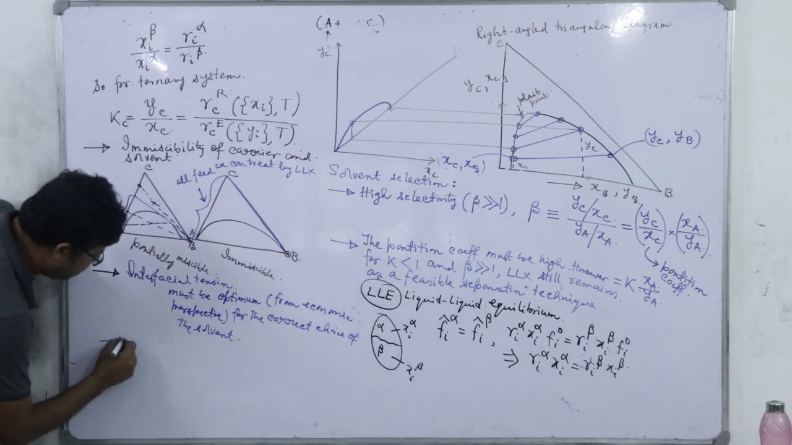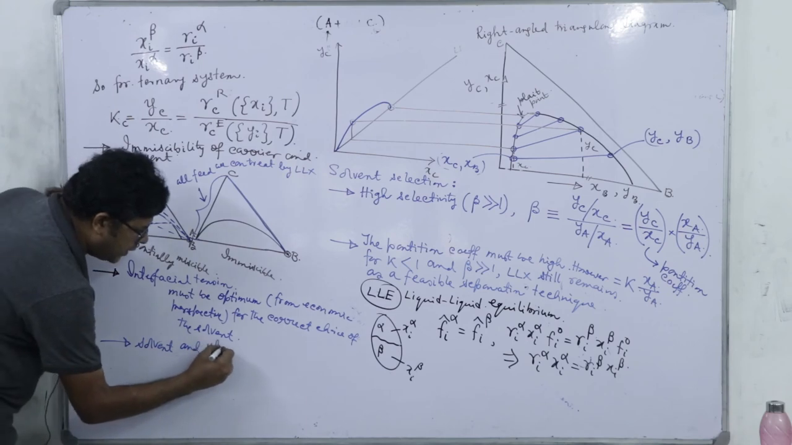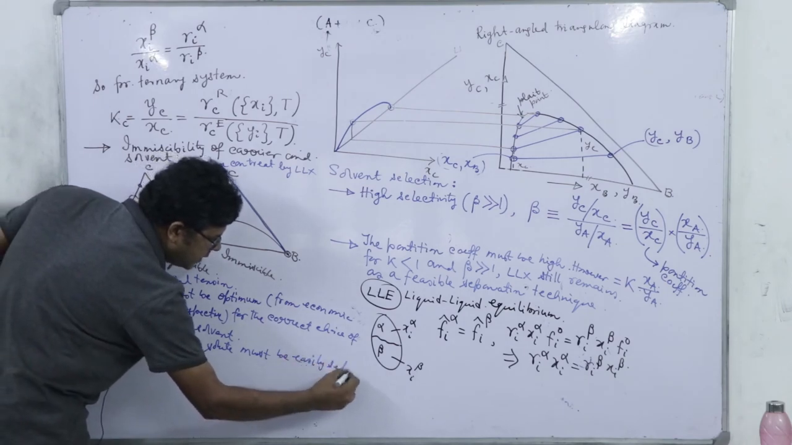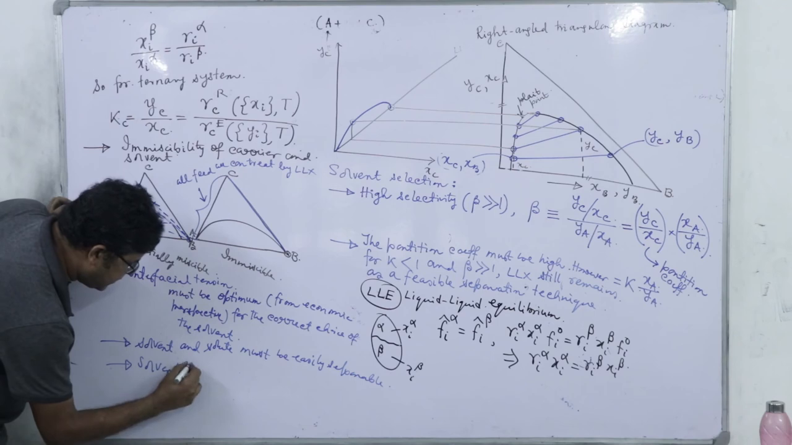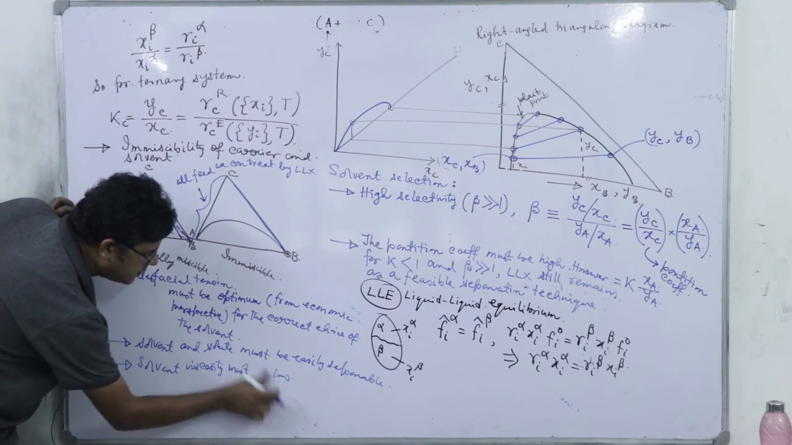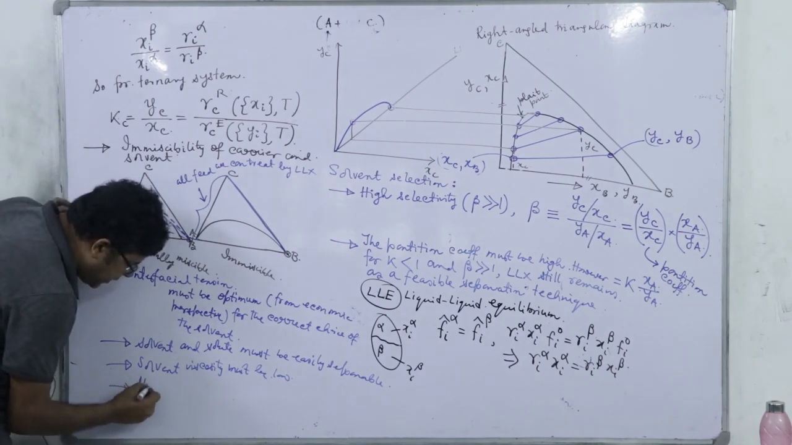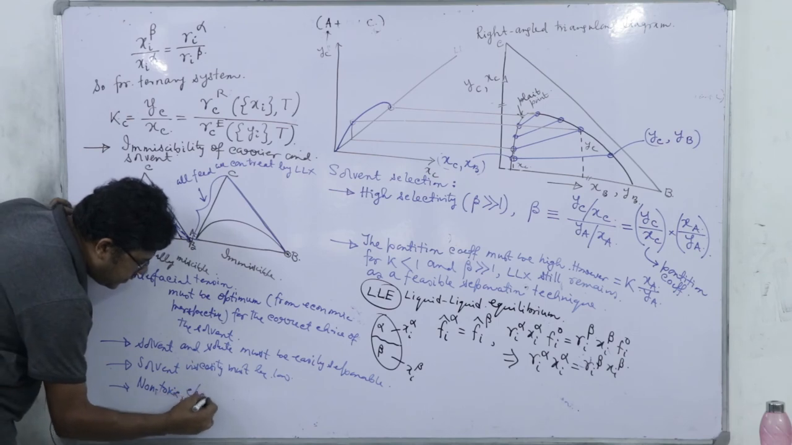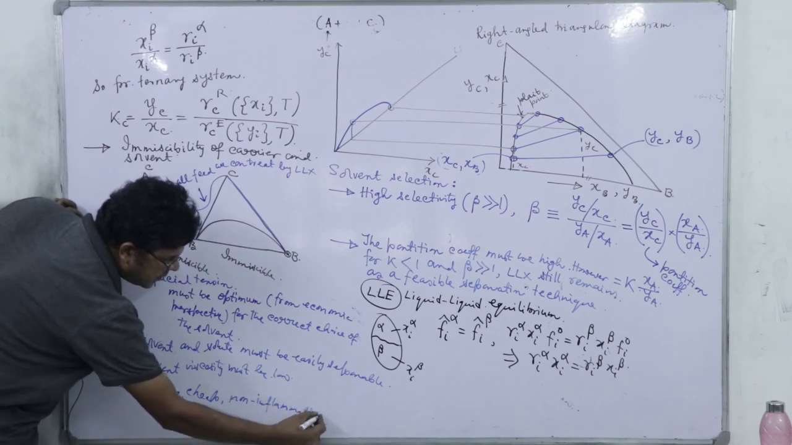Now next, the solvent is also important, and solute must be easily separable. Next, solvent viscosity must be low, right, to save the pumping cost. And finally, there are common criteria like non-toxic, cheap, non-inflammable, etc.